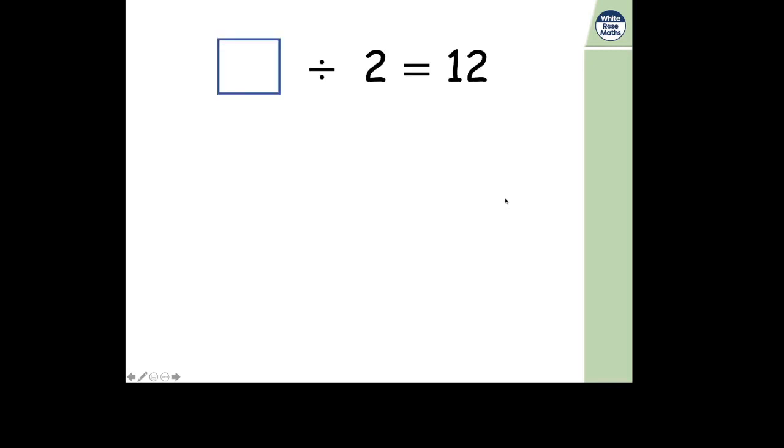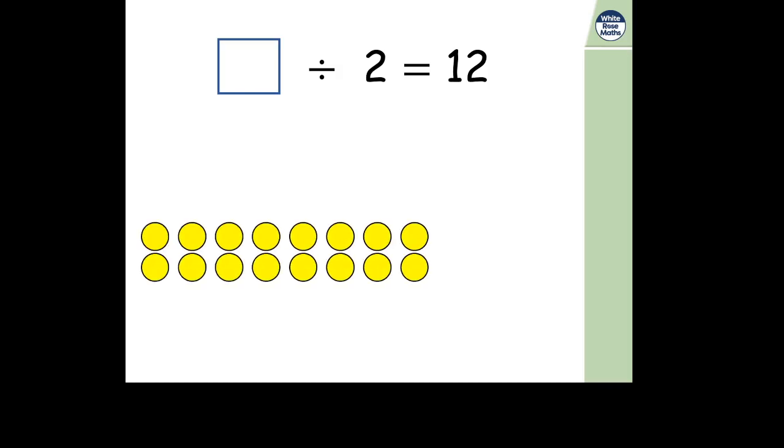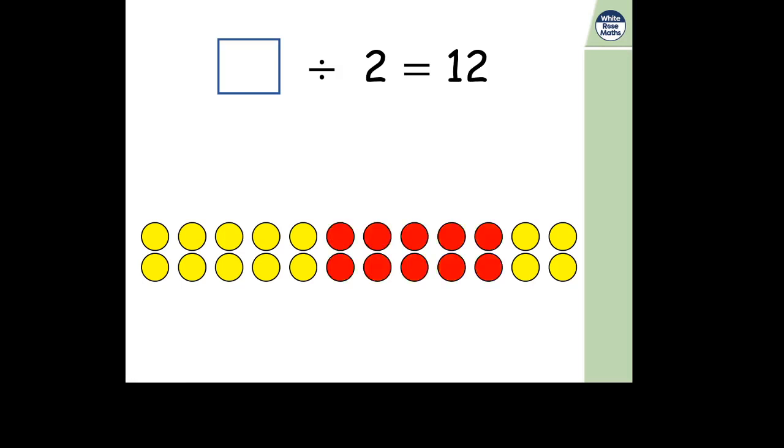What happens when we've got this then? This is where it's really gone a bit Year 2-y rather than Year 1-y. We've got something divided by 2 equals 12. Now we haven't looked at this before. There's my counters. And here, look, I've got a group of 12 and another group of 12, which means we've got 2 groups of 12, which is the same way.